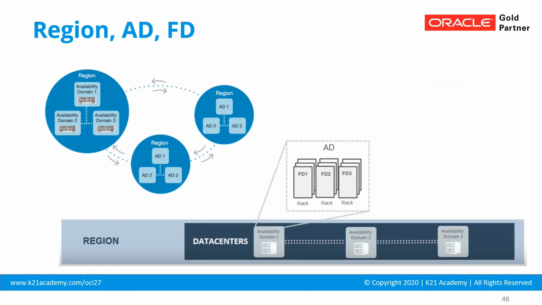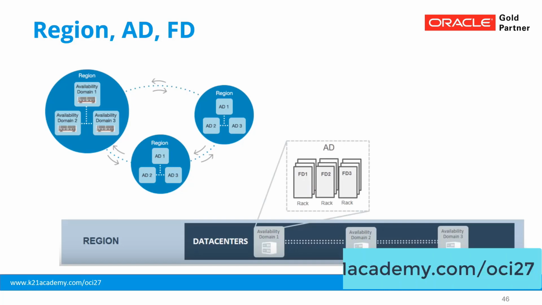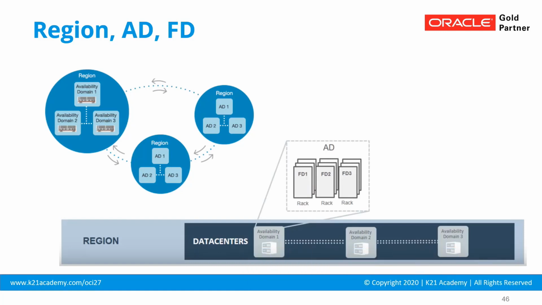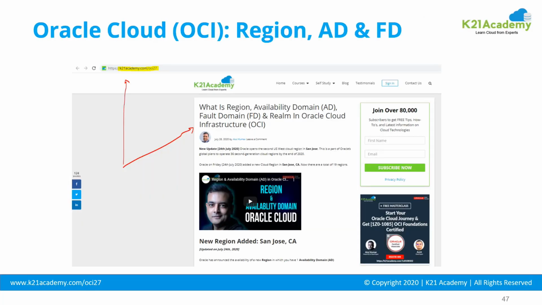If you want to know more about the difference between a region, availability domain, or fault domain, you can check it out at ketonacademy.com/OCI 27. The region is a geographical location. Inside that, you have up to 3 data centers, usually 1 or 3 data centers. And within each data center, which is an availability domain, you have 3 fault domains. So more on this in one of the previous episodes.